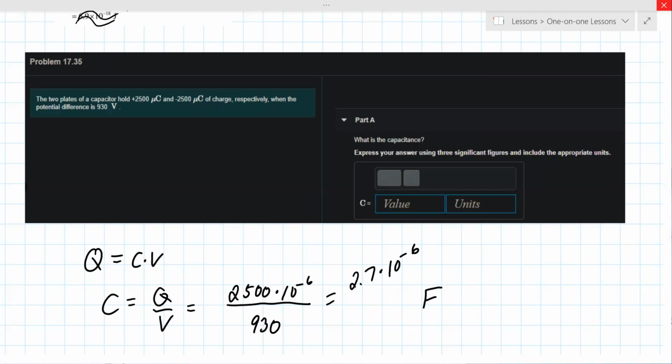So 2.7. I'm still plugging it in. I'm being a little bit slow. All right, here we go. Correct. On to number 13. All right, number 13. 17.37.